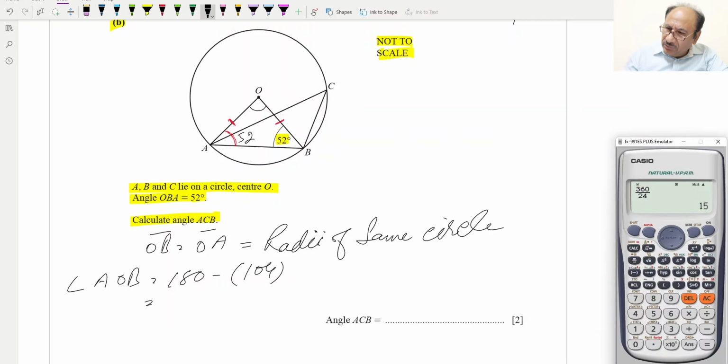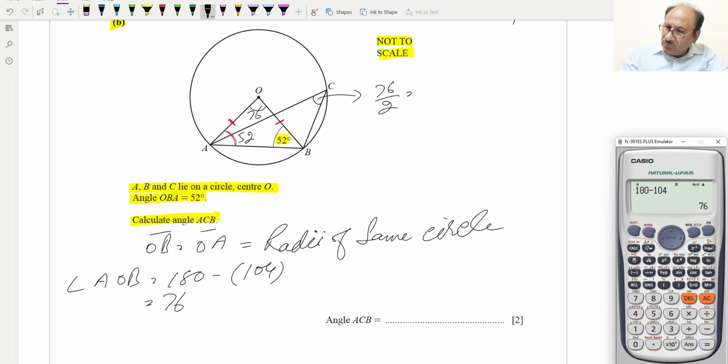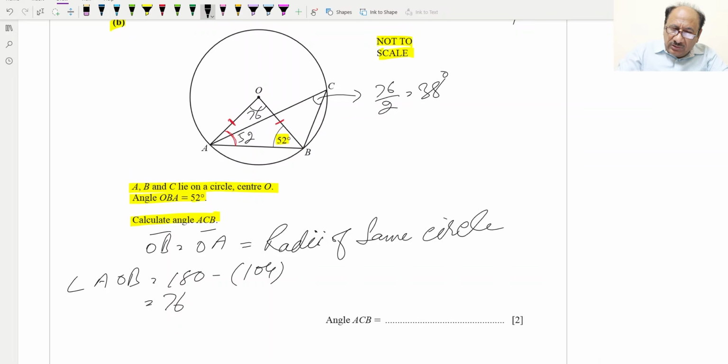So this will be 180 minus 104, which is equal to 76. So this angle is 76. The angle at the center is double that of the angle at the circumference. So this will be 76 divided by 2, which is equal to 38 degrees, and this will be equal to 38 degrees.